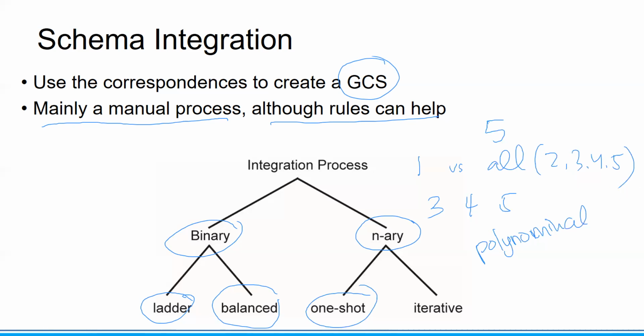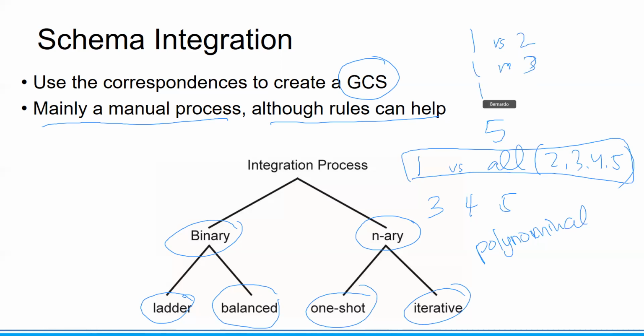We can use this way, one shot, or we can have the iterative. So 1 versus 2, and then 1 versus 3, so we check one by one. 1 versus 4, and then 1 versus 5. After that, we check 2 versus 3, 2 versus 4, 2 versus 5, and so on. So it is the iterative approach for the integration.